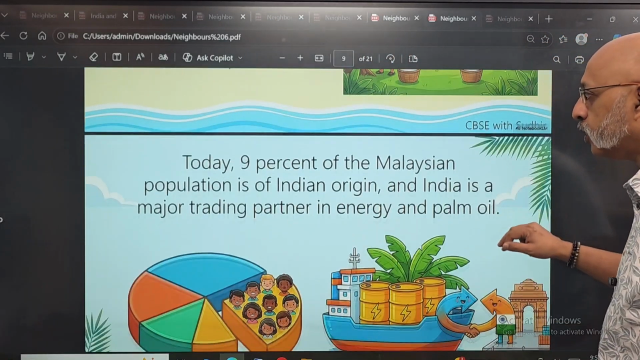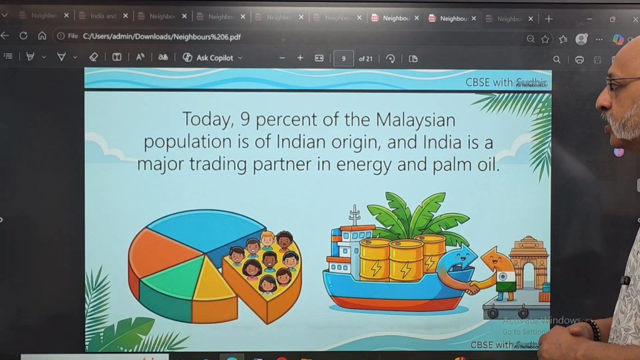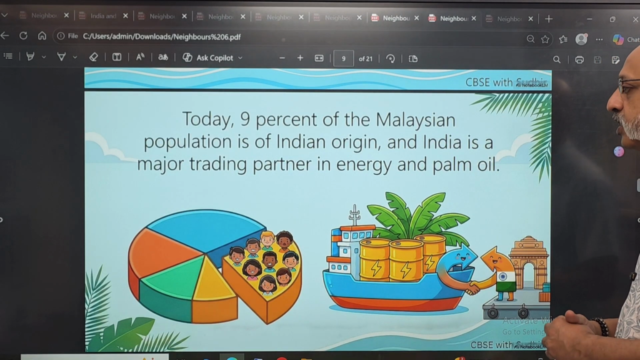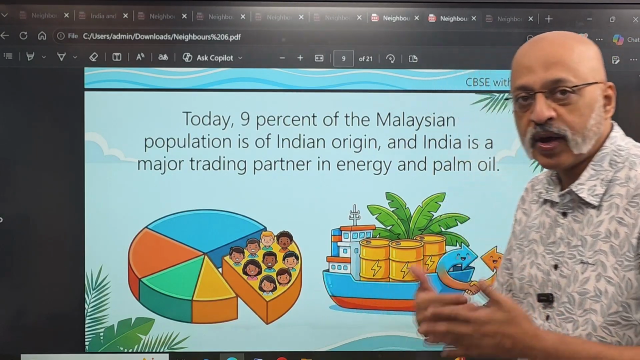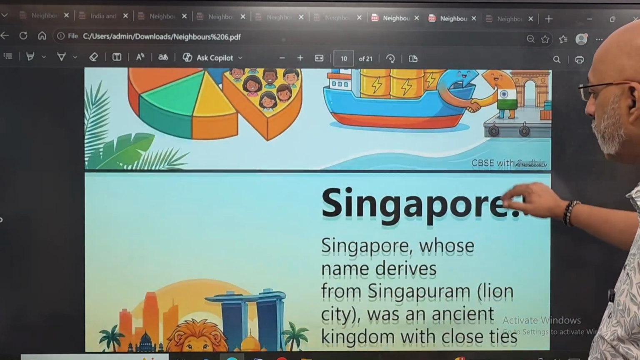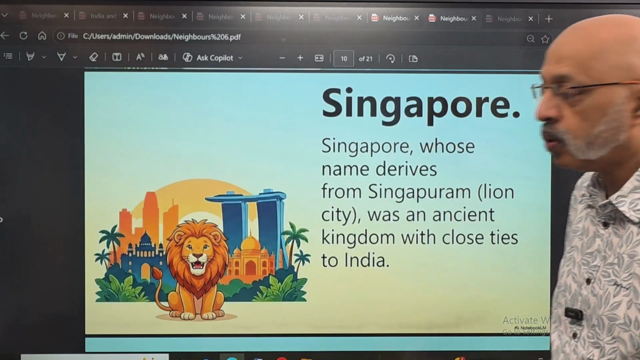Kerala friends would know. Today, 9% of the Malaysian population is of Indian origin, and India is a major trading partner in energy and palm oil. So this is where the trade takes place between India and Malaysia. Next, let's move to Singapore.